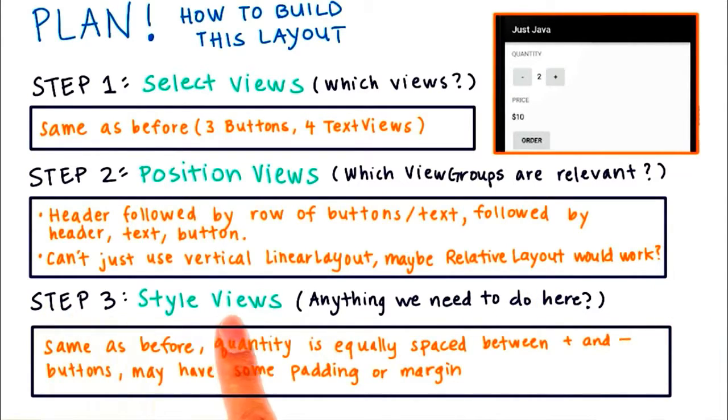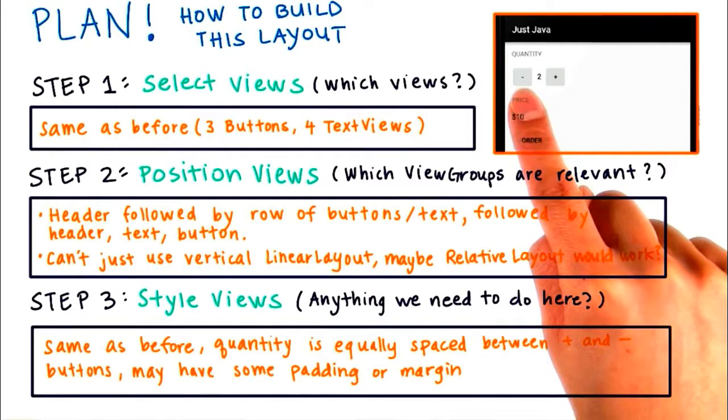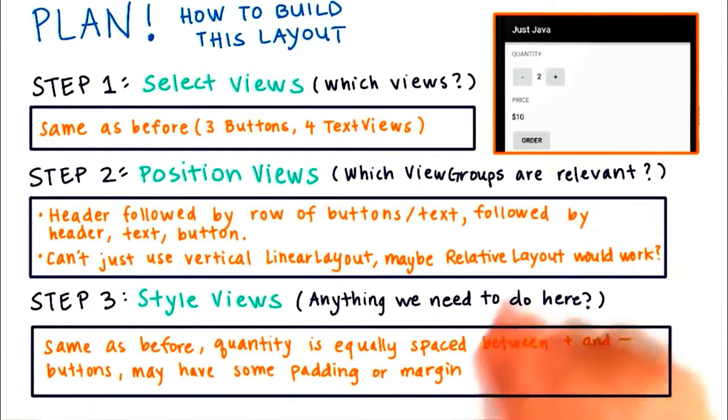For step 3, we want to style the views. The style actually remains pretty much the same as we had before, although I do notice that this quantity value has a little bit of space between the minus button and the plus button. So we might want to achieve this with either padding or margin around this text view.